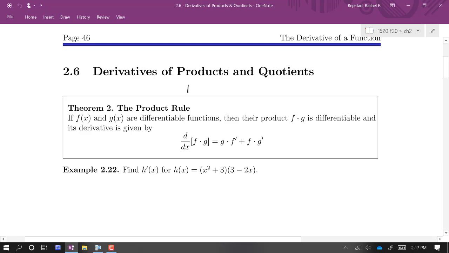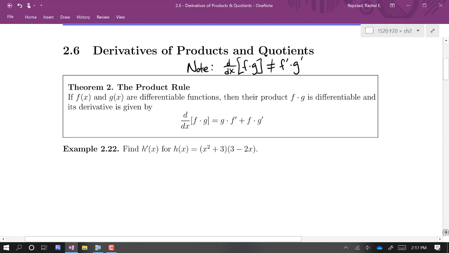What's of particular importance to note is that the derivative of a product, f times g, is not equal to the derivative of f times the derivative of g. We can't split up a derivative over a product the way we can with addition. So we're going to get some practice using the product rule.